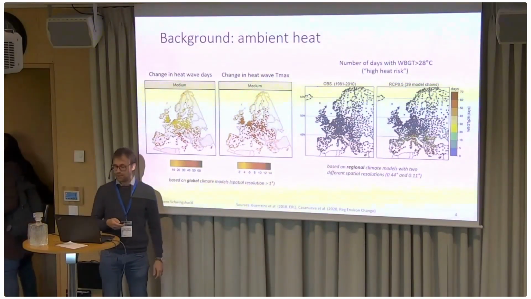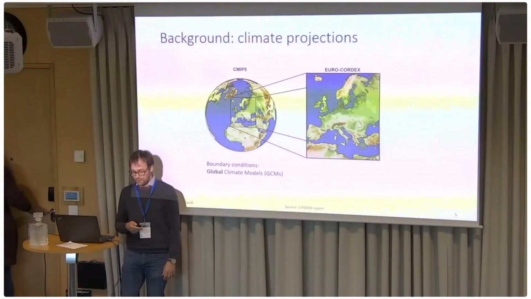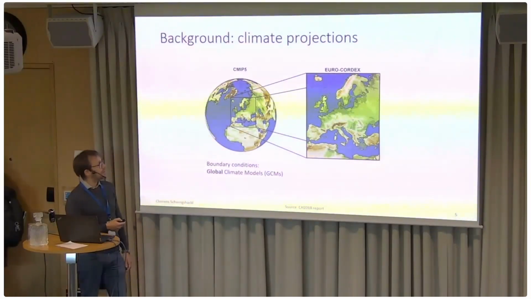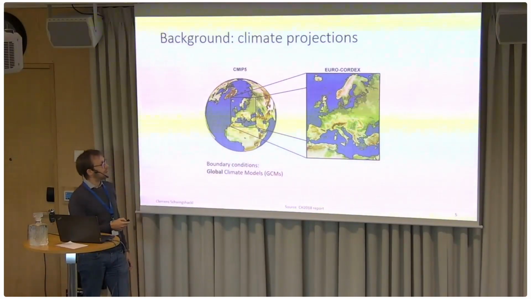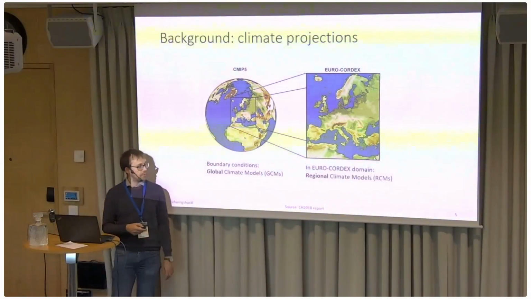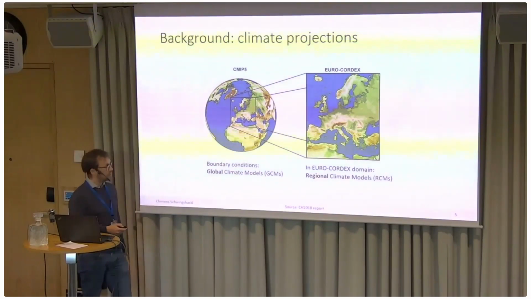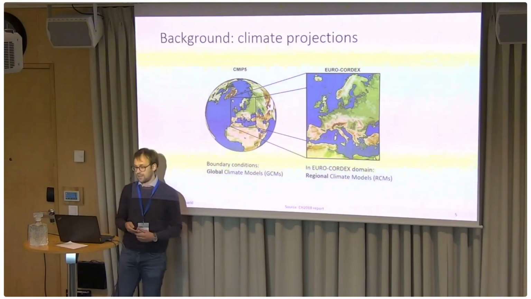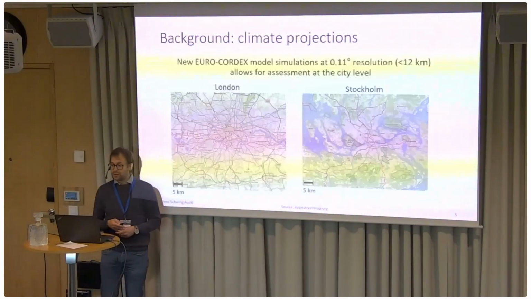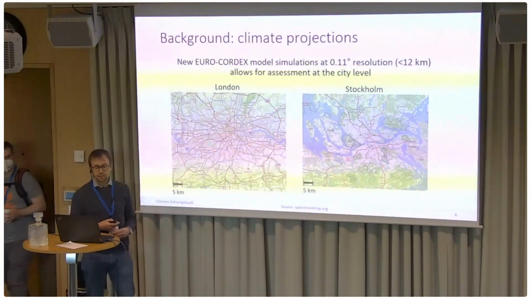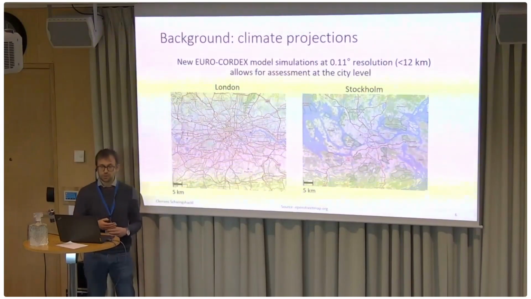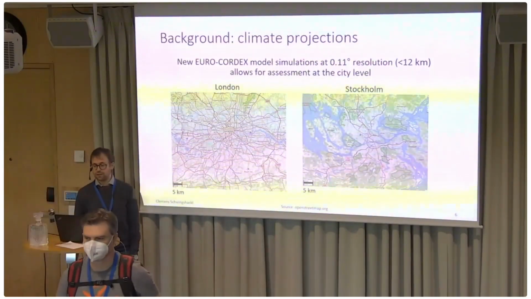What is now the difference between these global and regional models? The main idea is that you use the global climate model simulations, and you focus on a certain domain, and you use the input of these global models at the boundaries of this domain. Within the domain, you use another climate model, the regional climate model, to get higher spatial resolution. You see it, for example, very clearly for the Alps, that they are much better resolved in the regional climate model projections. Recently, for Europe, there is EURO-CORDEX, these regional climate models. They have reached a resolution of about 12 kilometers, and this allows for assessment at the city level.